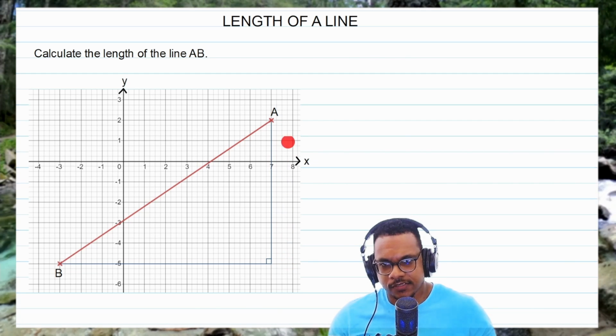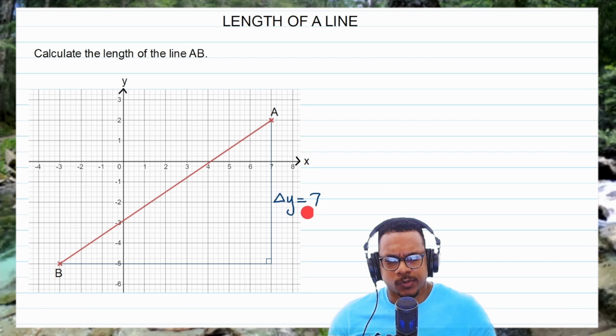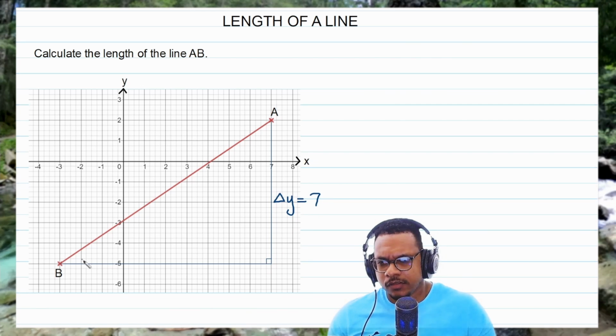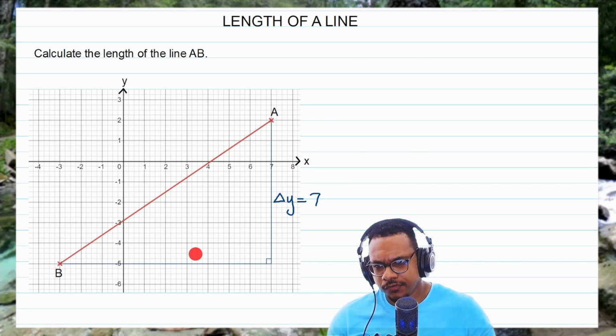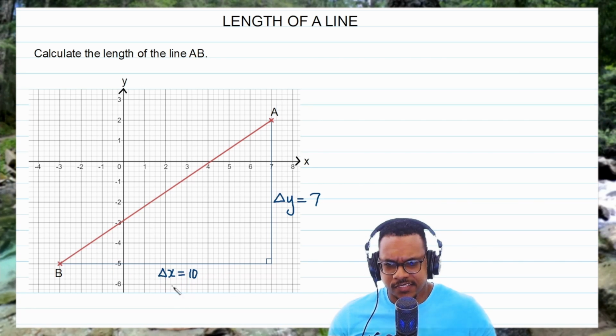If I look at the vertical distance here, I can count 1, 2, 3, 4, 5, 6, 7. So that means the change in y is 7. Now looking at the horizontal distance, I can count 1, 2, 3, 4, 5, 6, 7, 8, 9, 10. So that will mean the change in x is 10.